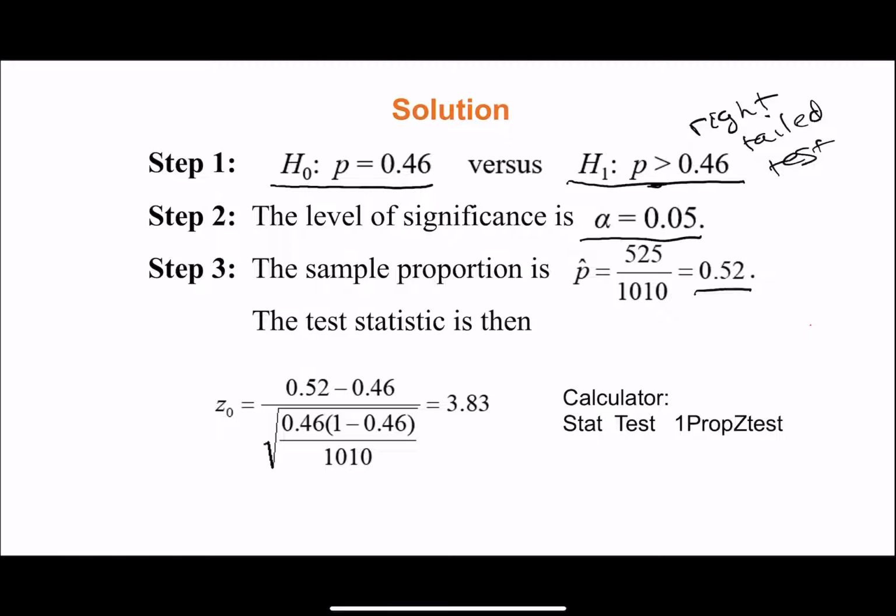So here's how we calculate our test statistic: 0.52, which is our sample proportion, our p hat, minus 0.46, which is our population proportion, divided by the standard deviation, the square root of 0.46 times 1 minus 0.46 divided by 1,010. We got 3.83.